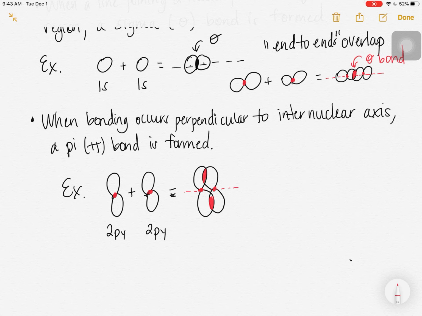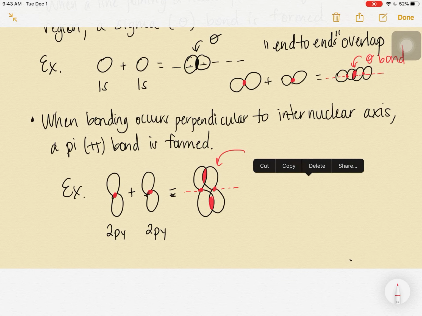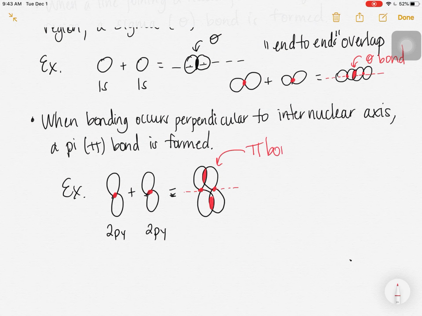Where I called sigma kind of end to end, I often refer to pi bonds, and this isn't correct terminology, as kind of above and below bonding that's occurring.